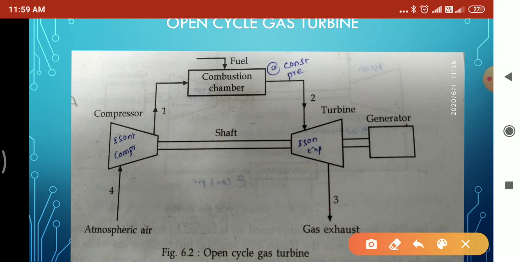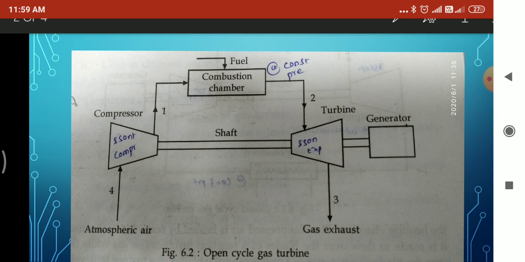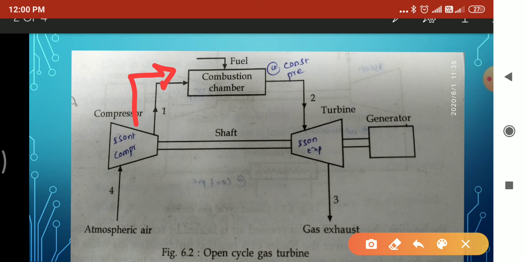Here, the compressed air is heated by combustion of fuel. After sending the compressed air into this combustion chamber, the compressed air is heated by combustion of fuel and the products of combustion also mix with this compressed air. The hot air is mixed in this combustion chamber with the heated gas. So the mass of gas is now increased.